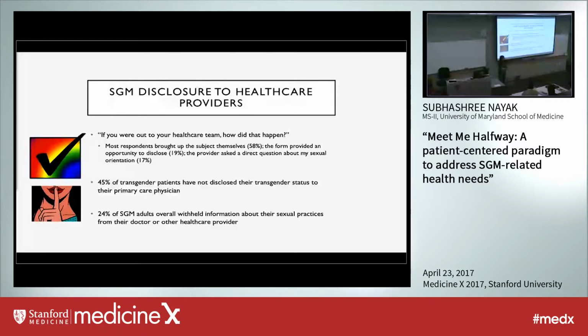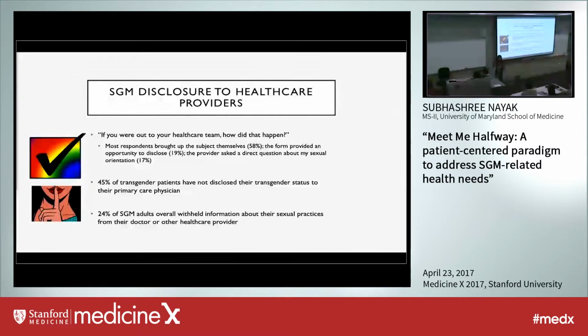Historically, people haven't disclosed their sexual orientation or gender identity, partially because it hasn't been asked, and also people haven't brought it up. But if people are out to their healthcare provider, in a certain study, they asked if you were out to your healthcare team, how did that happen? And most respondents brought it up themselves. They found it salient to their story, and they found it important to inform their provider. But much less often, what happened was that they had an opportunity to disclose it because the provider had asked them. That only happened 20% of the time. Excuse me, only 17% of the time, and on a form, 19% of the time.